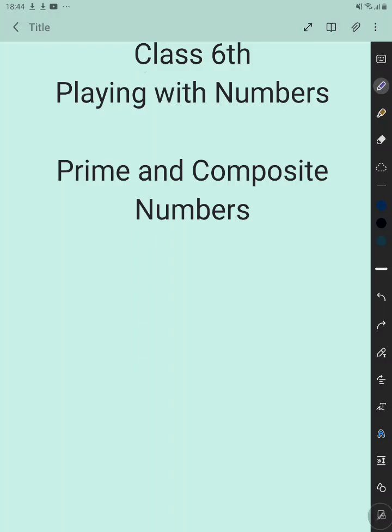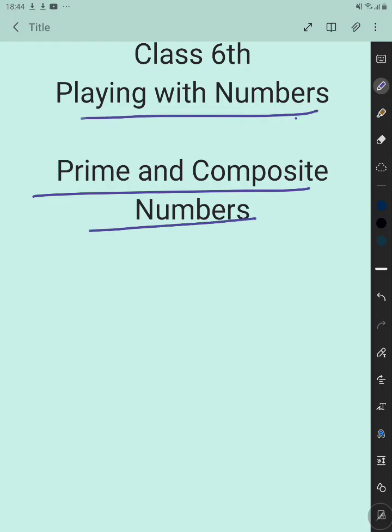Welcome again. Today we will learn about prime and composite numbers of Chapter 3, Playing with Numbers, of Class 6. In the last video we studied finding the factors of any number. First we will consider some factors, and based on those factors we will explain what a prime number is, what a composite number is, and how to find them. In this session we concentrate on the theory part of prime and composite numbers.